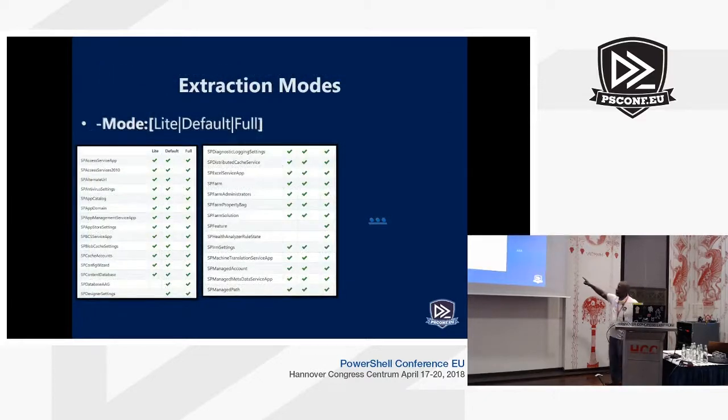Now for the extraction modes, when you are pulling out the information, there are three different types: light, default, and full. The default grabs everything except for things like your features and health analyzer rules. The full does everything. If you're doing light, the only time I would probably use that extraction mode is if I have a single dev machine. That's the only reason I would think I would use that.